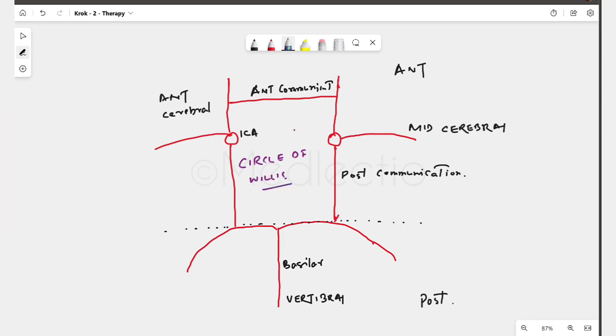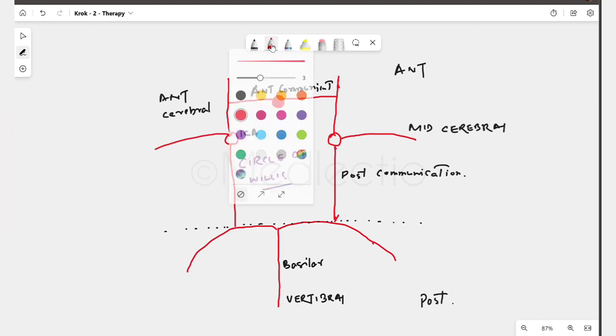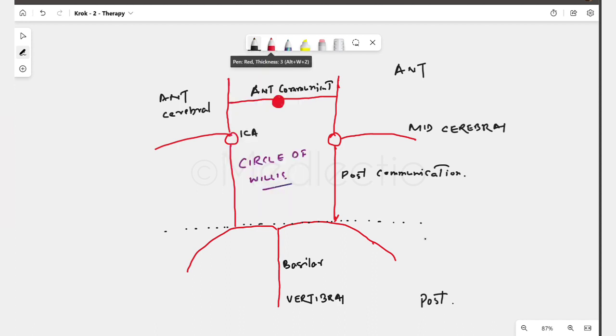Our main focus, as we said about berry aneurysm, is that the anterior communicating artery is the most common site of berry aneurysm, and if this ruptures we get subarachnoid hemorrhage. And one more artery: we have the middle cerebral artery, we have the anterior cerebral artery, so we should have a posterior one. This one is the posterior cerebral. This is our circle of Willis.